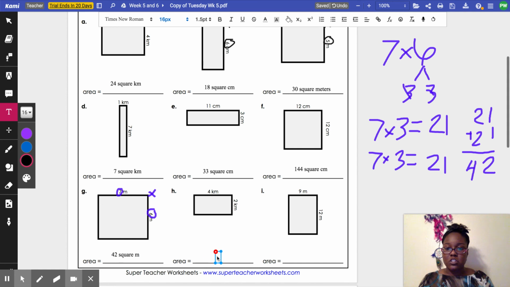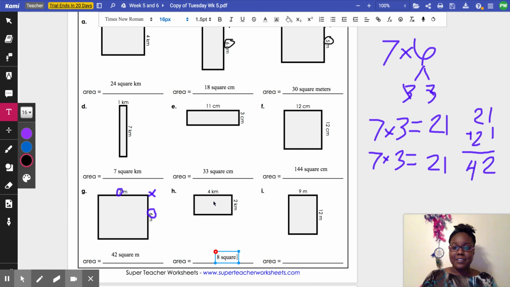Letter H. We have 4 kilometers and we have 2 kilometers. I don't know if you say kilometers or kilometers, but I call them kilometers. Okay. We have 4 multiplied by 2. So we can hold up 4 fingers and we can count by 2s. 2, 4, 6, 8. Or you could have done that as a double and done 4 plus 4 is 8. So it's 8 square km. So we're going to say.